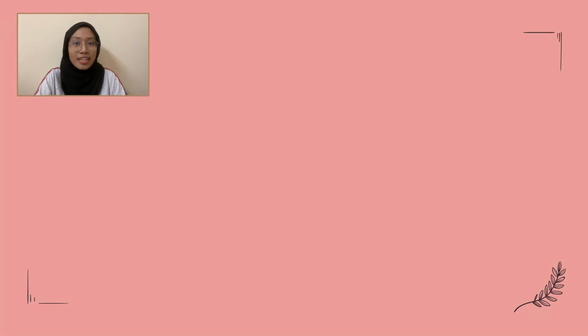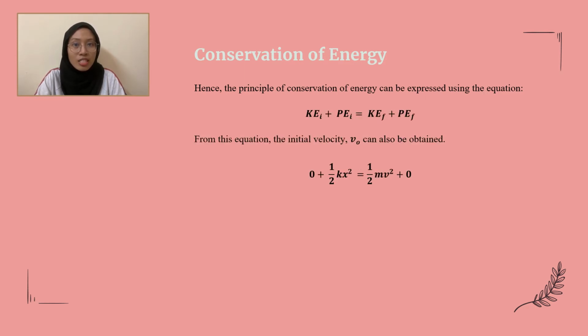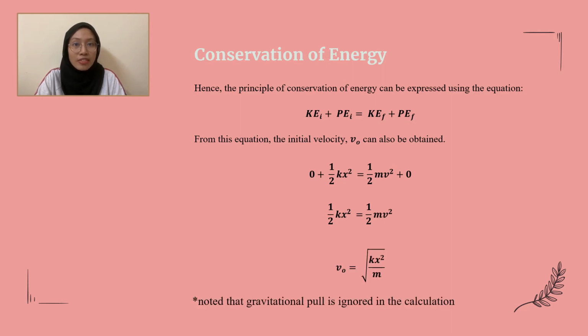From the previous diagram, we can express the equation using the principle of conservation of energy. From this equation, we can find the initial velocity as below. In this calculation, we will ignore the gravitational pull acting on the object.